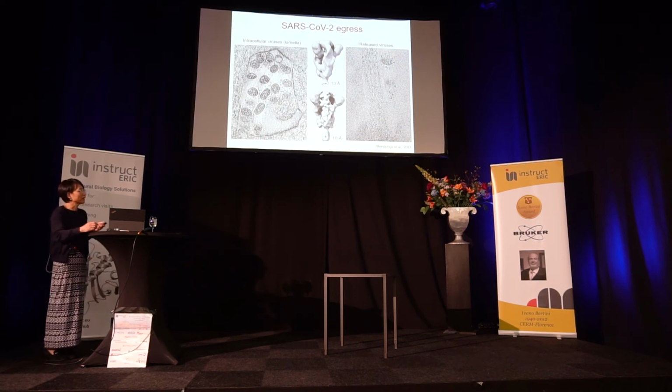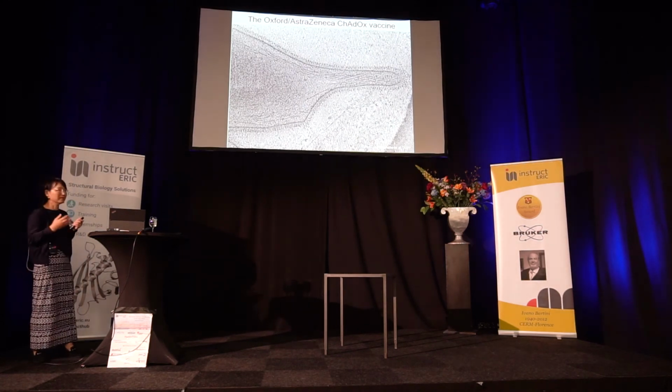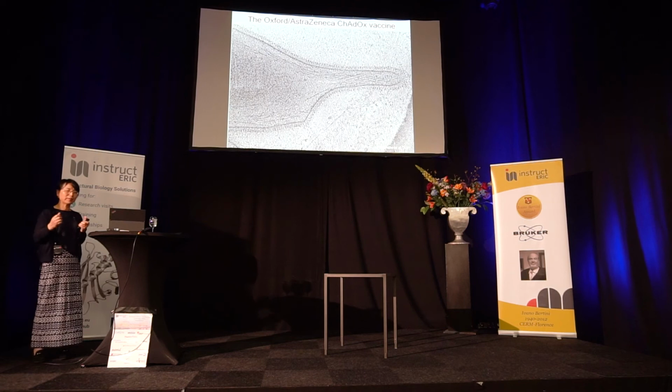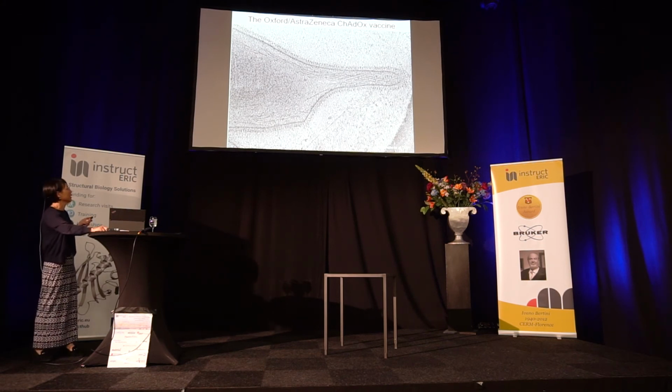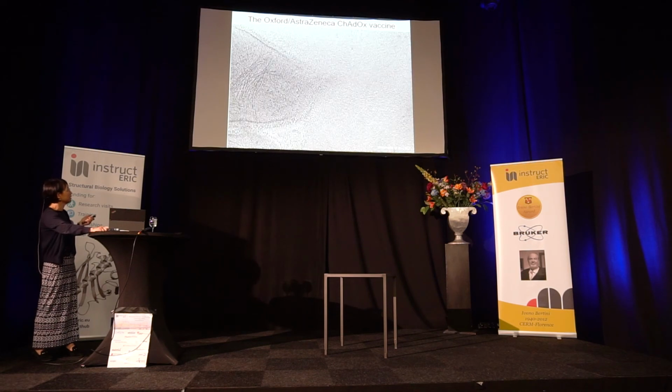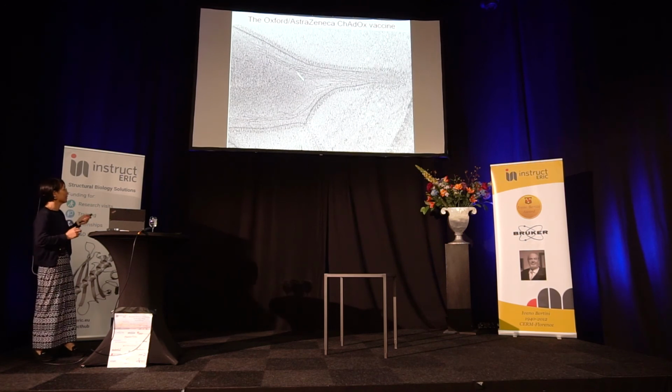We're teaming up with the Oxford AstraZeneca vaccine team to look at how the vaccine spike looks. I'll show you this next movie showing that the cells are being transduced by the vaccine vector, the ChAdOx vector. We helped them look at the spike formation and spike structure at the cell surface, where the cells are expressing the spike, transduced by the vaccine vector. You can see those spikes entirely cover the cell surface.